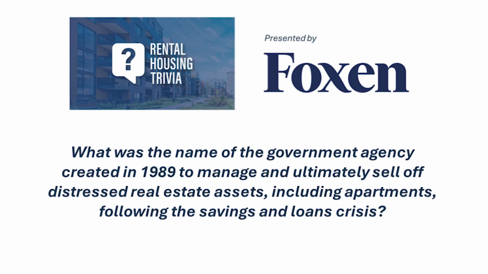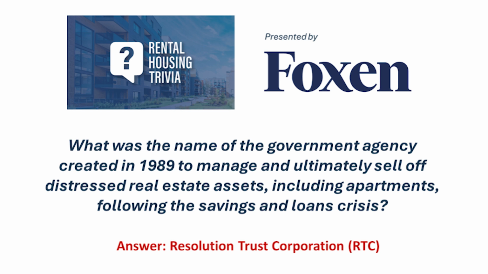Let's come back to our rental housing trivia question of the week. It was, what was the name of the government agency created in 1989 to manage and ultimately sell off distressed real estate assets, including apartments, following the savings and loan crisis? And the answer is the Resolution Trust Corporation, aka the RTC, which was in existence from 1989 to 1995.